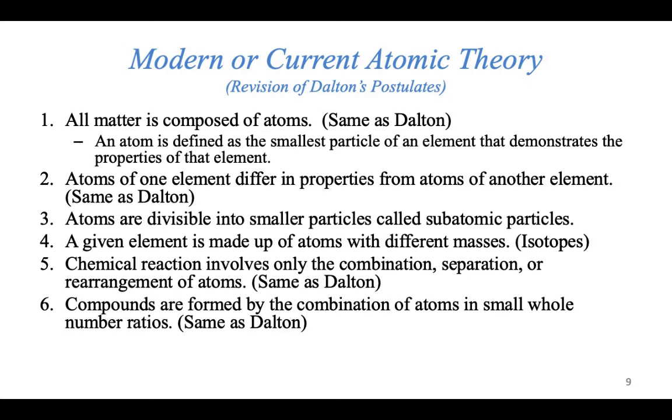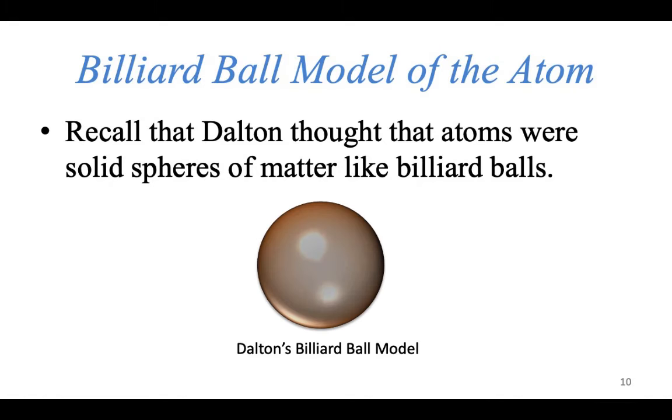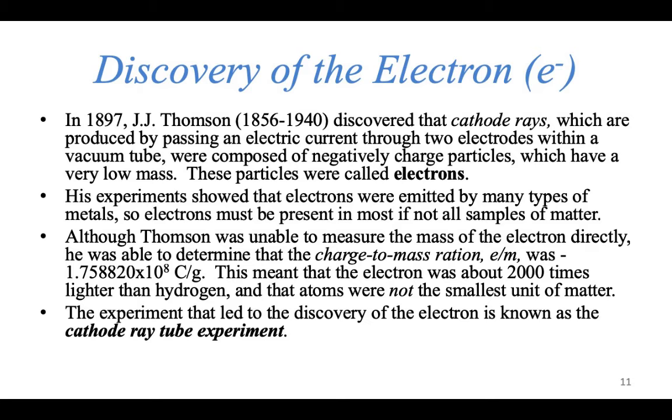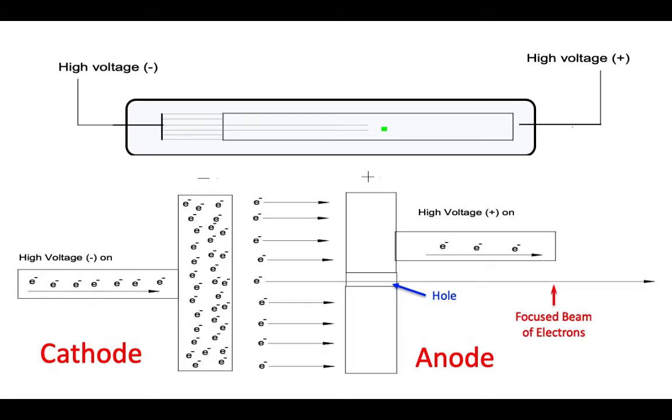The modern atomic theory is Dalton's atomic theory that has been revised to remove the incorrect parts. Even though the billiard ball model of the atom wasn't correct, it gave scientists a good starting point for investigating the atom. In the 1890s, J.J. Thomson was experimenting with cathode ray tubes and ended up discovering one of the subatomic particles. He discovered the electron.